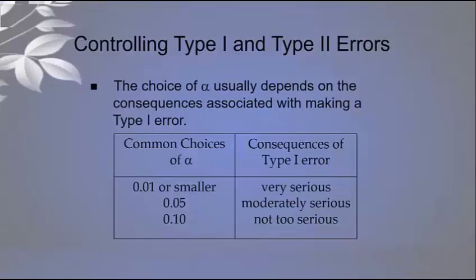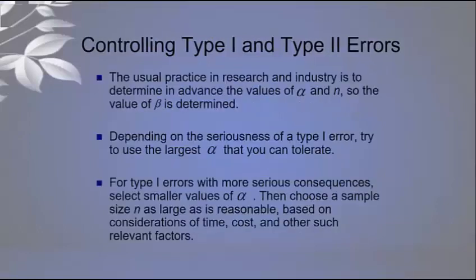We have here the common choices of alpha: 0.01 or smaller, the consequences of type 1 error is very serious. 0.05, moderately serious. 0.10, not so serious. Usual practice in research and industry is to determine in advance the values of alpha and the sample size, and so the value of beta is determined.